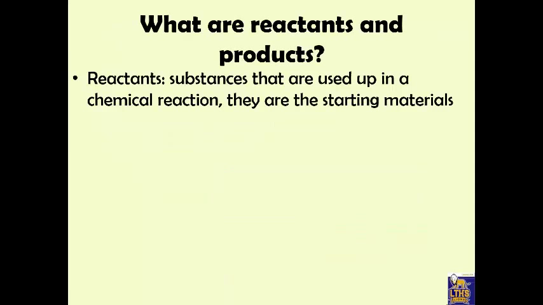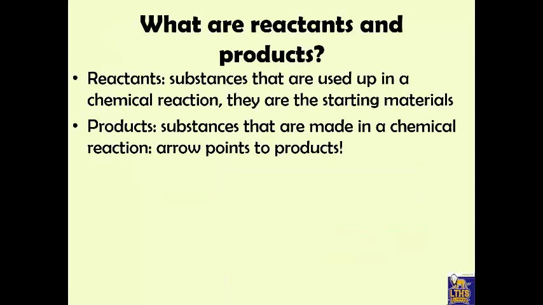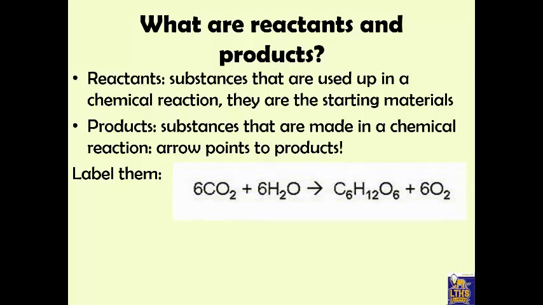Okay, so which ones are which? Reactants are the substances that are used in the chemical reaction. They're used up, they're the starting materials, they're what you put in. Products are what comes out. Okay, so they are made in a chemical reaction. Remember that the arrow points to products. So hey, label the reactants and products. See if you can do it this time.